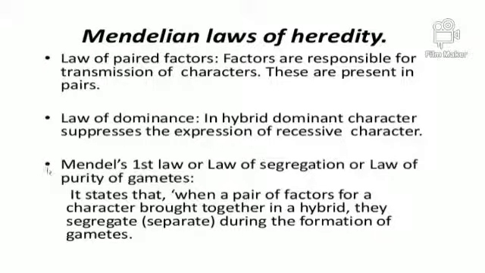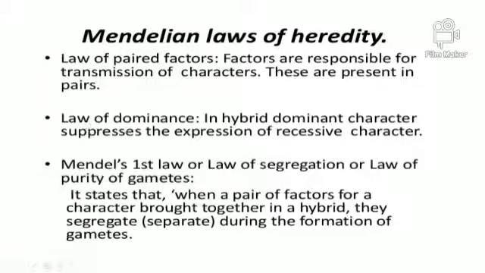Then the first law of Mendel is the law of dominance. From the name itself we know what dominant characters are, because we have already gone through dominance as well as recessive. A dominant character is the character which appears in the F1 generation. Recessive is the character whose allele is present but does not express in the hybrid cross. That is called a recessive character.